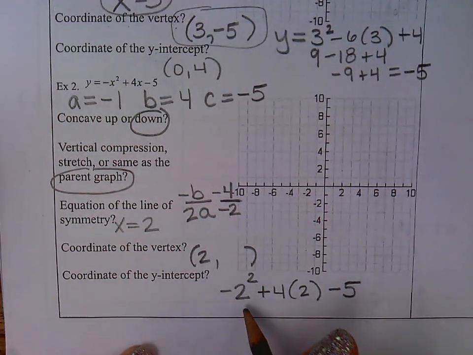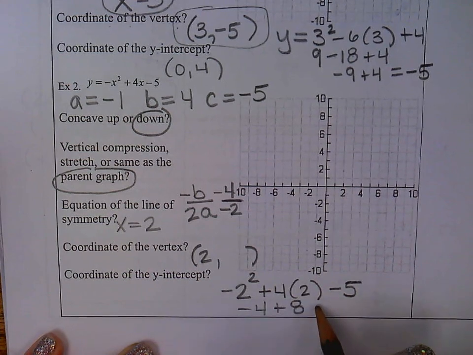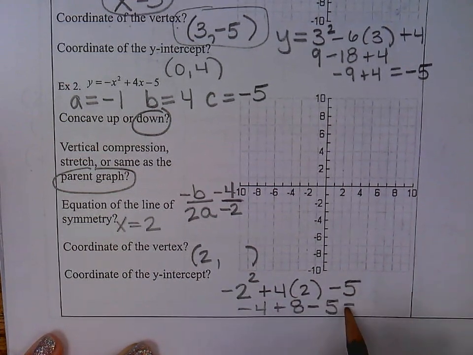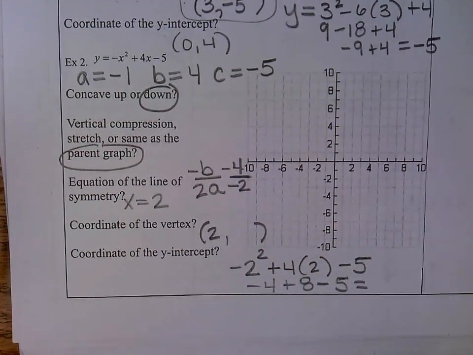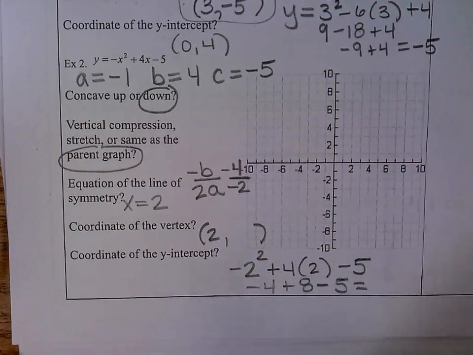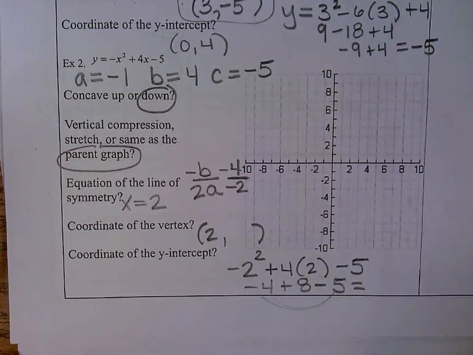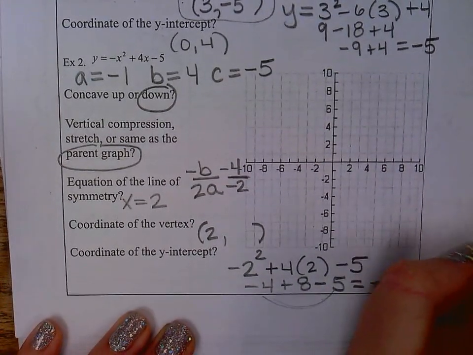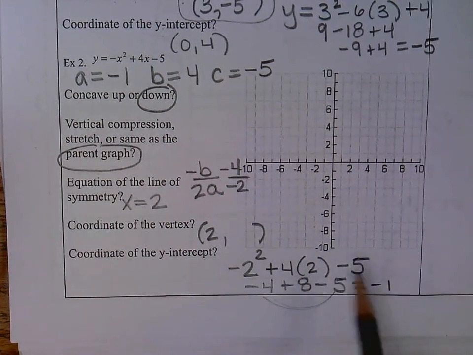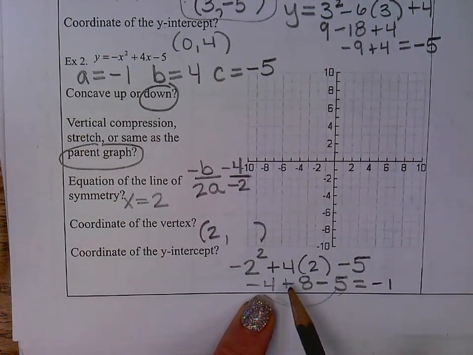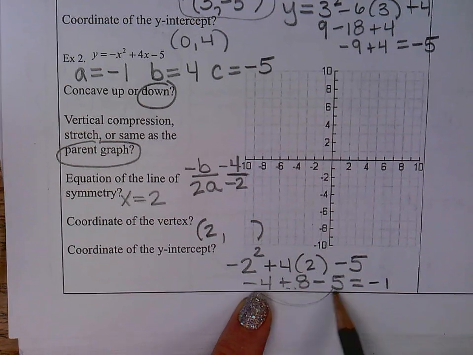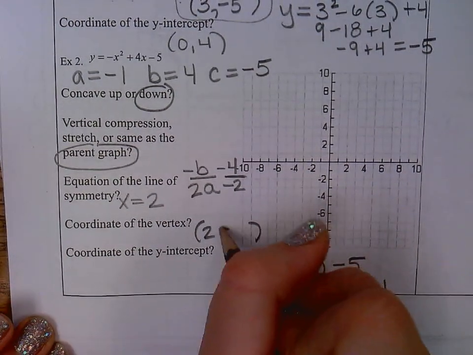So what's -4 plus 8 minus 5 equal to? -4 plus 8 minus 5. Or -9 plus 8 is what? -1? Should be -1. Because you have a total of -9 and you have a positive 8 right here. So that should equal -1 as your vertex.